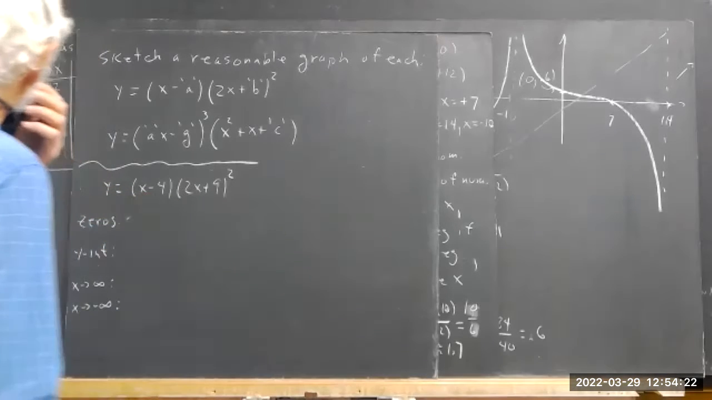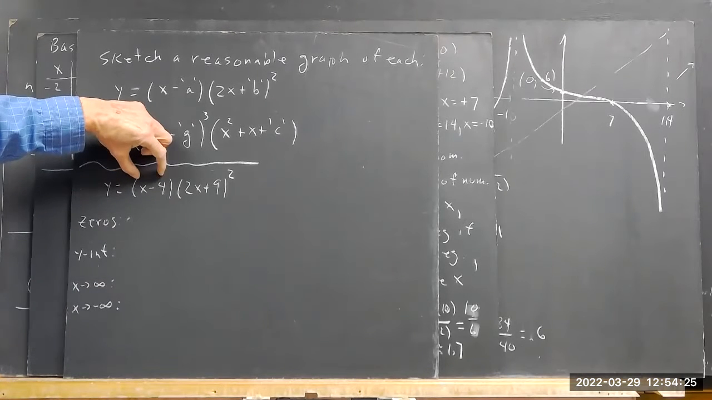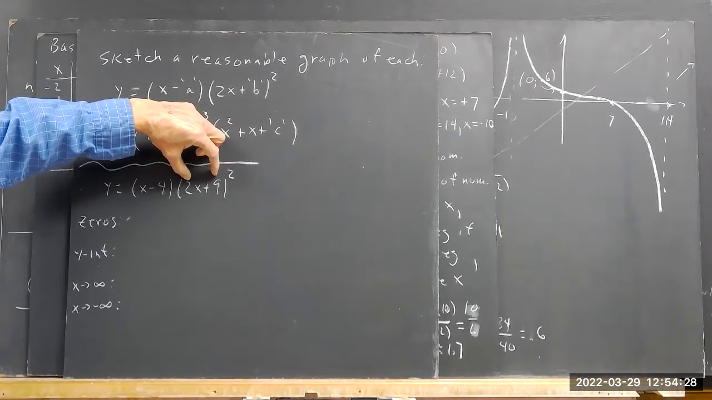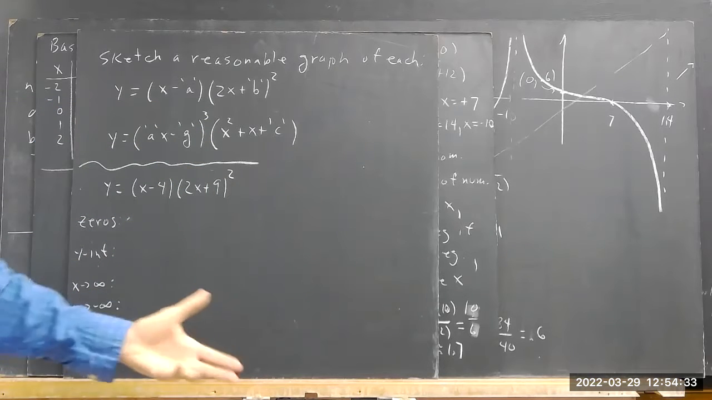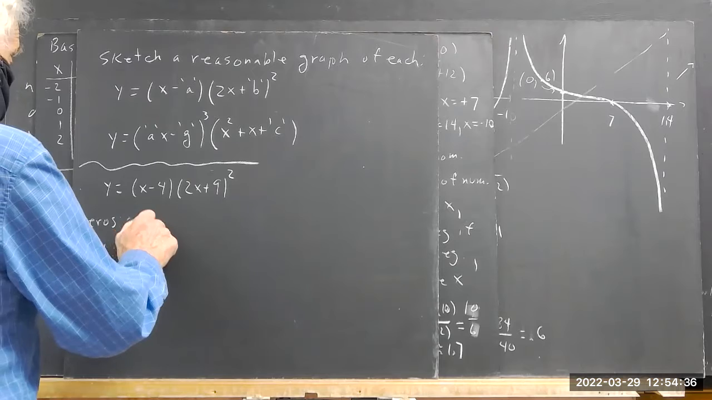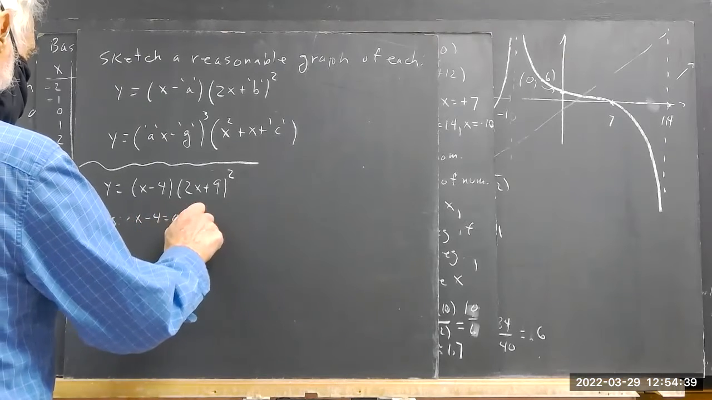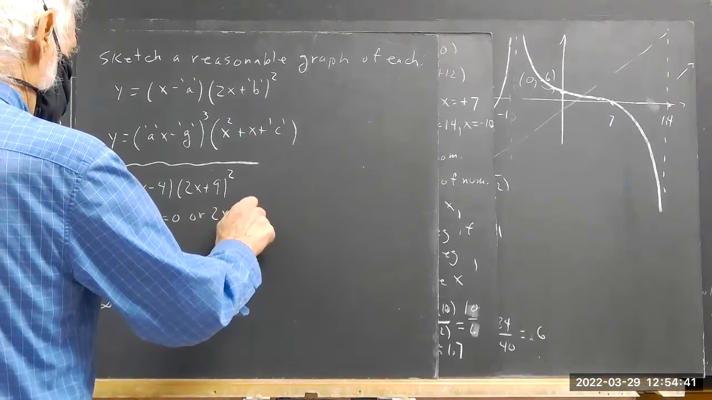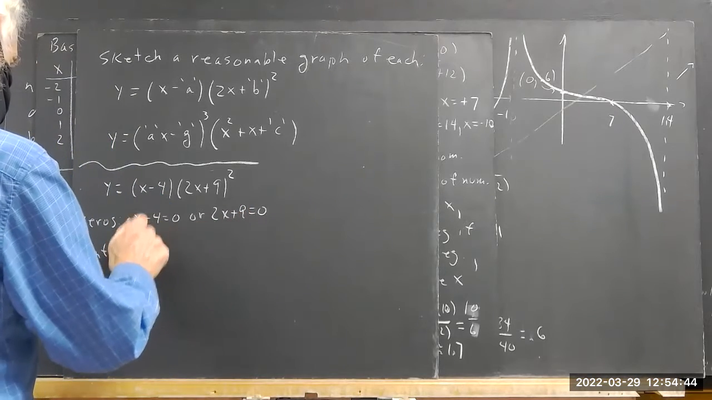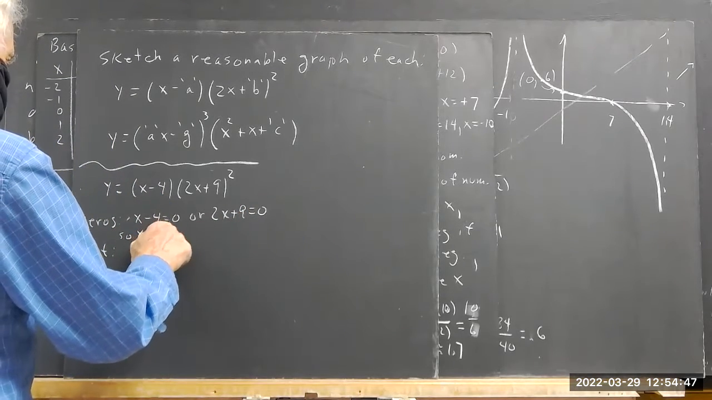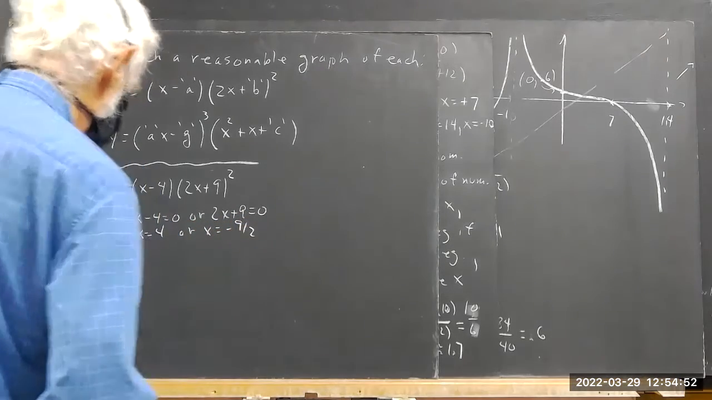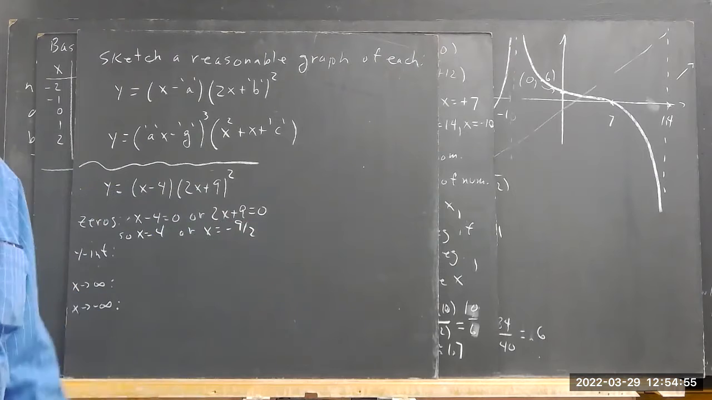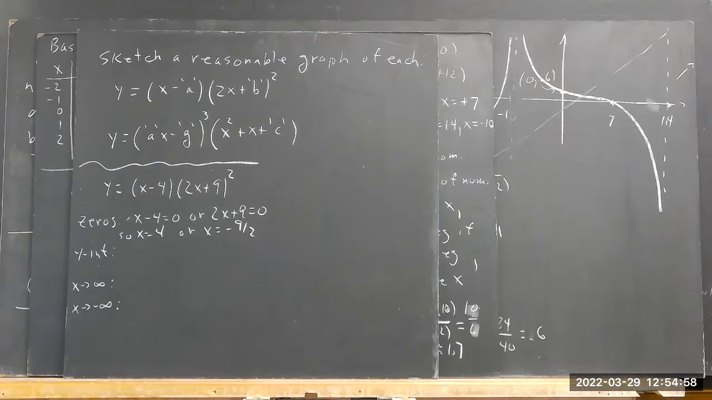The zeros in this function? Well, the only way it can be zero is if this equals zero or this equals zero, right? Because when you multiply two numbers, the only way you get zero is if one of them, or both maybe, is zero. So those are both equations you can easily solve. Okay. Now, I'm not going to write out the detail of solving a linear equation anymore.